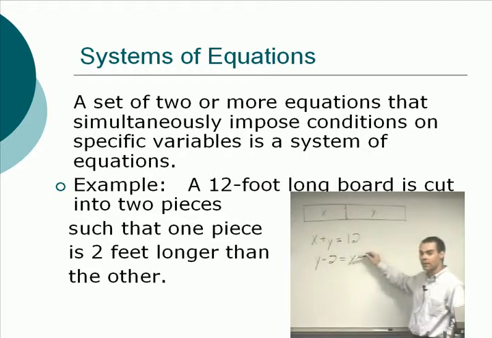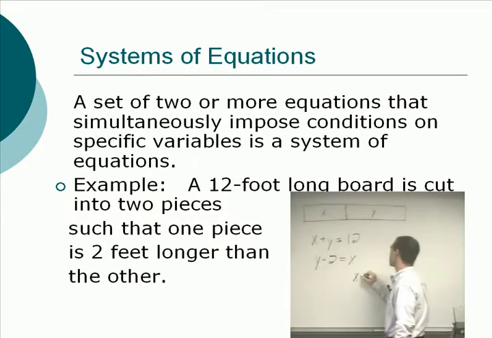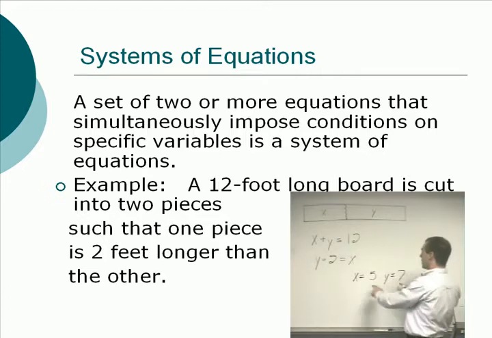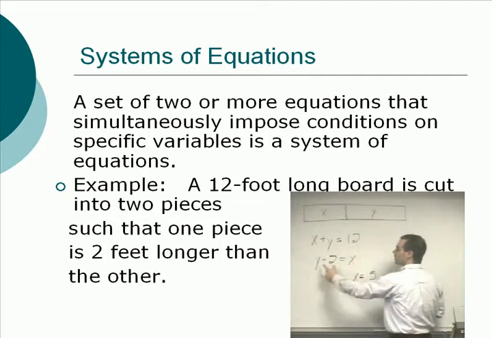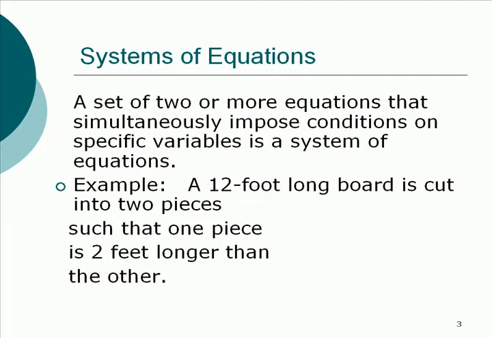Now, that's not true with every system, but it is here. Just by trial and error, you maybe have been running the numbers through your head. You might notice what the lengths of these two pieces are going to be after we cut them. 5 and 7. Right. The solution to this turns out to be x equals 5 and y equals 7. Those are the two values that satisfy both equations. 5 plus 7 is 12. 7 minus 2 is 5. Well, that's the solution to the system.